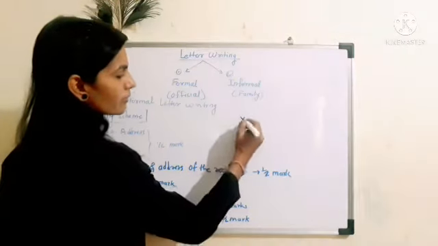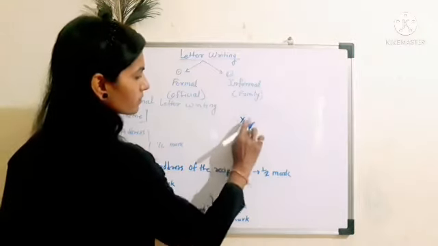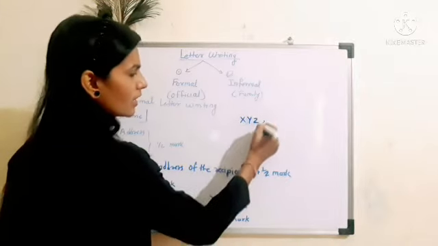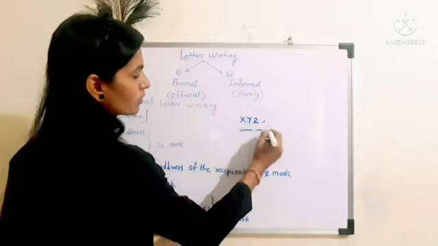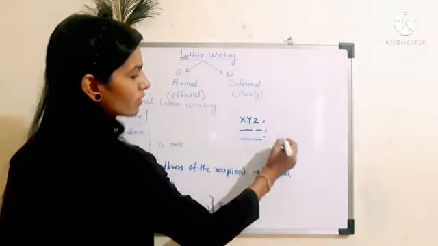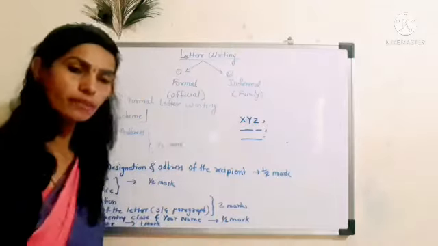First you write your name, for example XYZ. You can write your name, okay? For example XYZ I am writing here. After that you can write your flat number, road, etc. Then city name and pin code. Then full stop. Like this you can write your address.